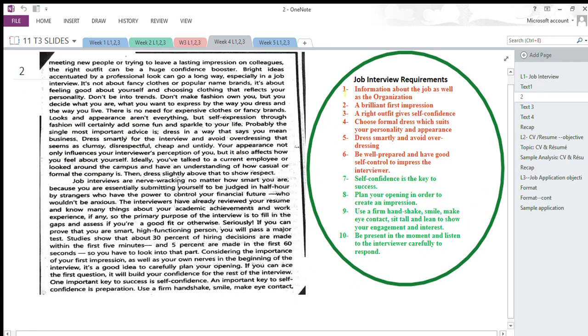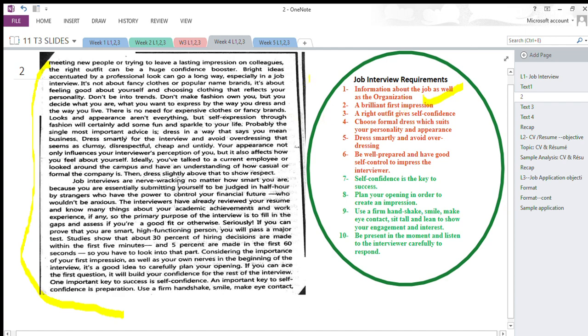Next we have job interview requirements. Now the text on this page talks about what are the requirements of job interview. It requires information about the job as well as the organization. So why are job interviews required? So that the person who is applying has the information about the job and he knows what the organization is about. He has the knowledge of the organization also, okay?